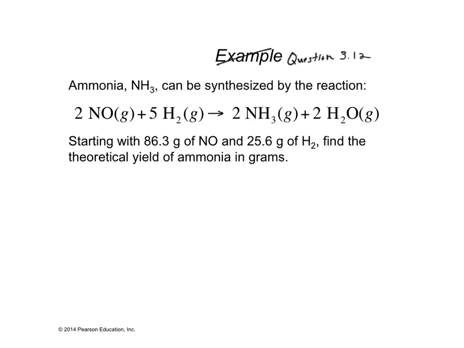So I have one reaction here where we are synthesizing ammonia. The reaction is balanced. We start initially with 86.3 grams of nitric oxide and 25.6 grams of hydrogen. And I want to know, what is my theoretical yield of NH3, ammonia, in grams? So this is on Socrative as a question.